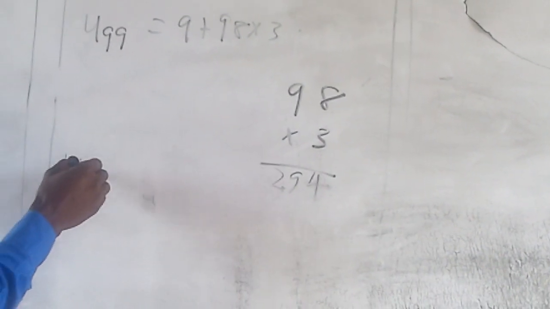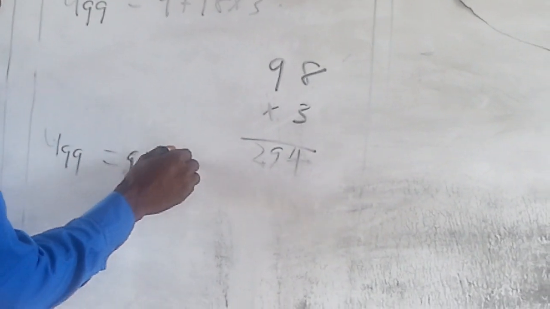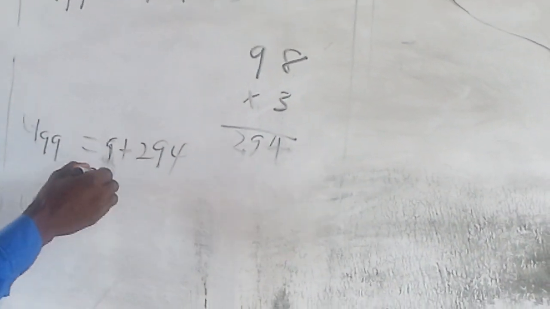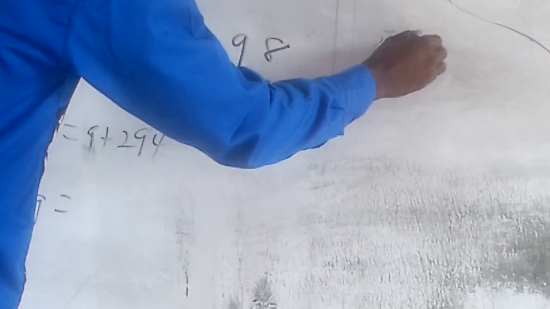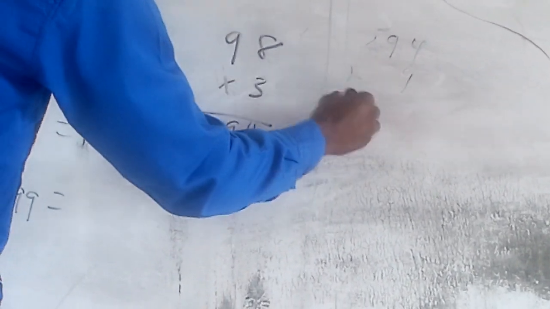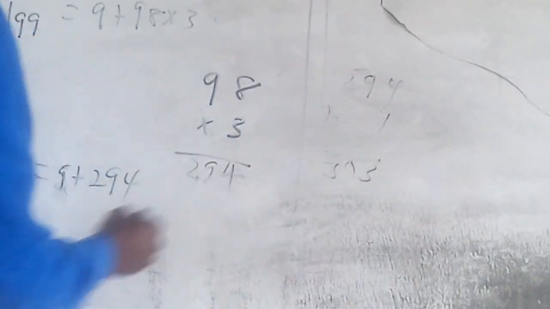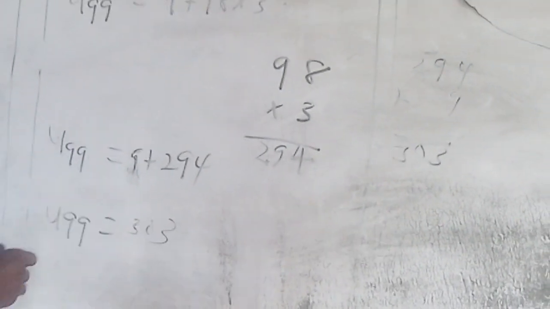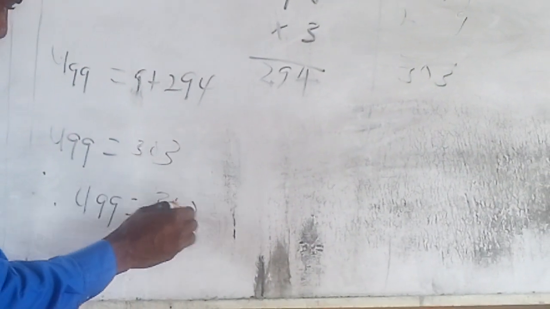Therefore, U99 will be equal to 9 plus 294. We have 294 plus 9, which is 303. Therefore, U99 will be equal to 303, and that is the final answer.